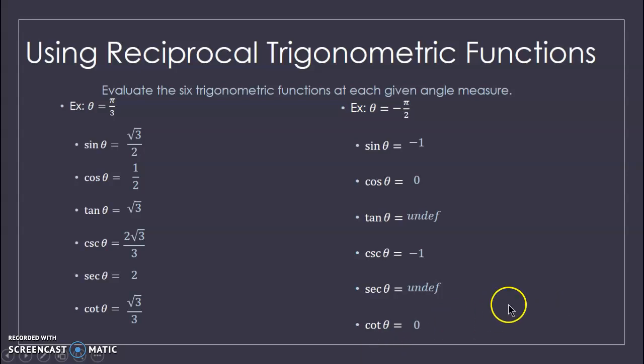I want you guys to go through and fill in the rest of your unit circle for your cosecant, secant, and cotangent for each one of your thetas. That's essentially your goal for today and for this lesson: to fill in your unit circle and check it. I will try to post an answer key for you as soon as I can, but that's your goal.